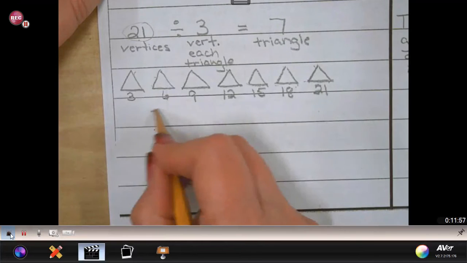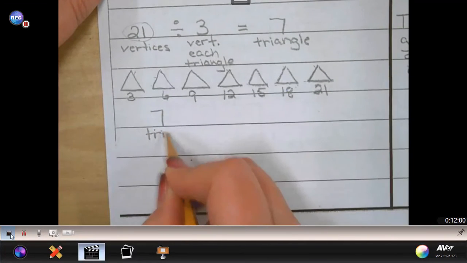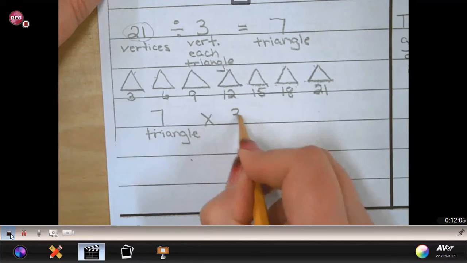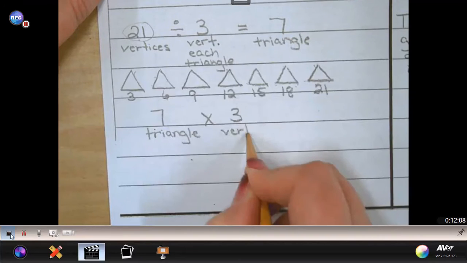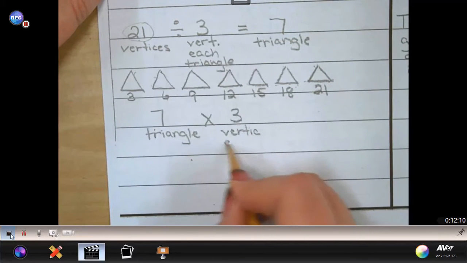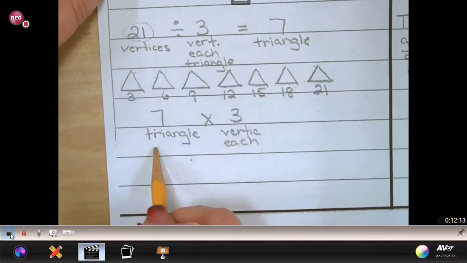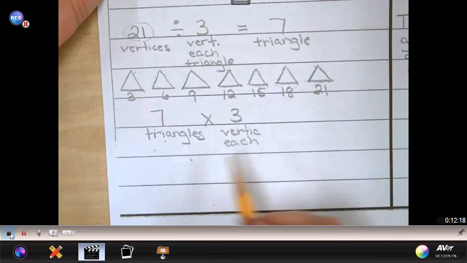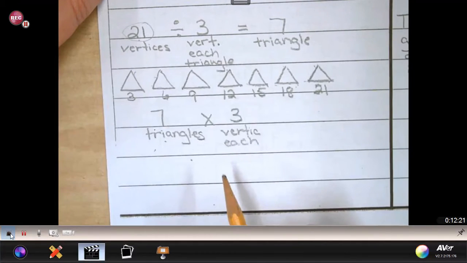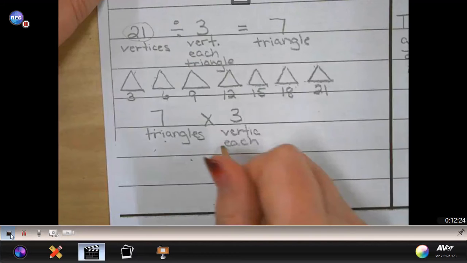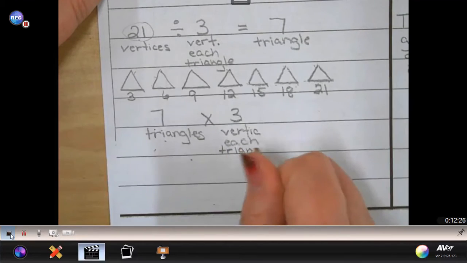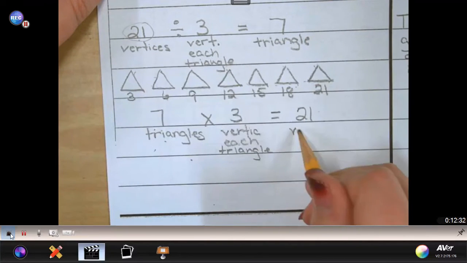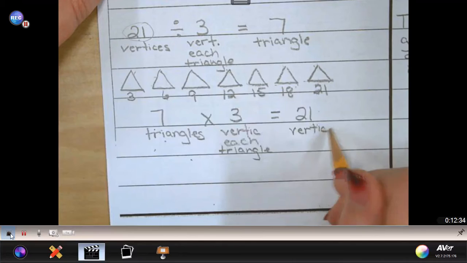Now, 7 triangles, again, remember we can always use our multiplication. If I have 7 triangles, which are my groups, and there are 3 vertices for each group or each triangle, because remember the first factor tells me my groups, the second factor tells me the number of objects, or in this case vertices, for each triangle. This is kind of like a geometry problem. And we know we're going to have a total of 21 vertices or corners that were drawn.